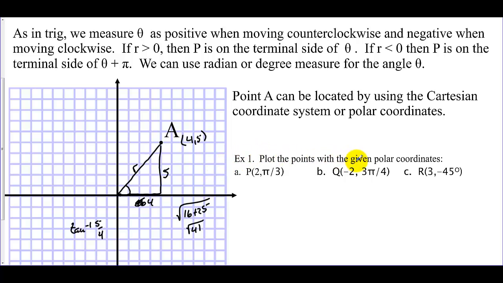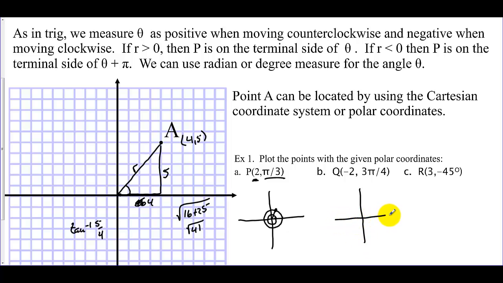Example 1, plot the points with the given polar coordinates. So the polar coordinate would be a radius of 2 at an angle of pi over 3. So we would have to go to the second circle if each circle has a radius of 1 more than the previous. So there's the second circle, and pi over 3 is about right there. So there's the point (2, pi over 3) in polar coordinates.